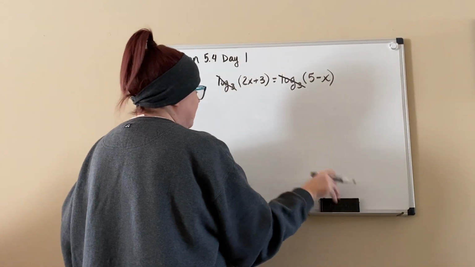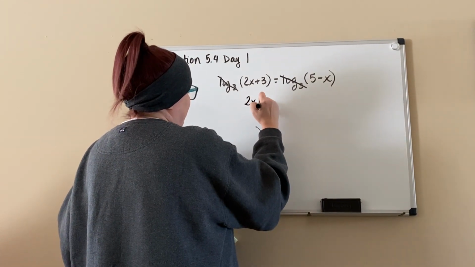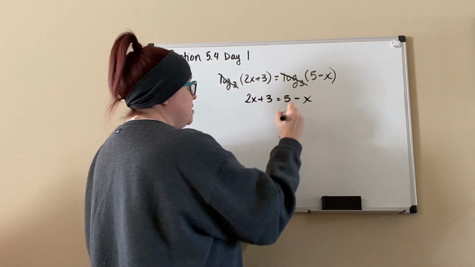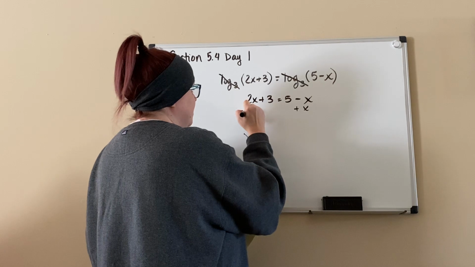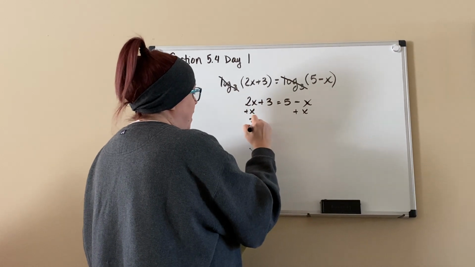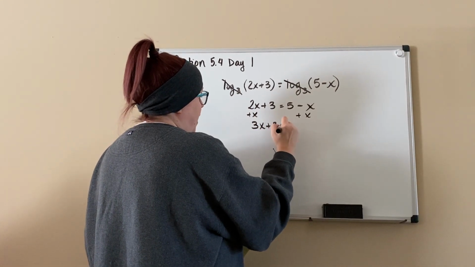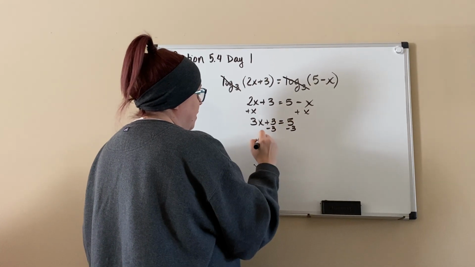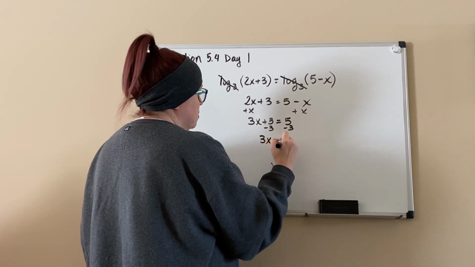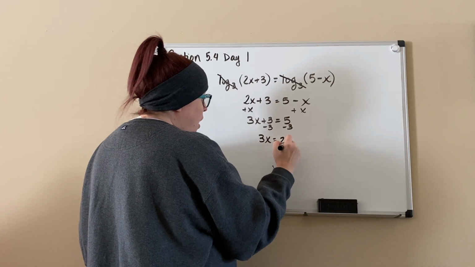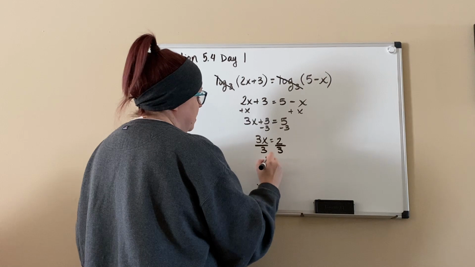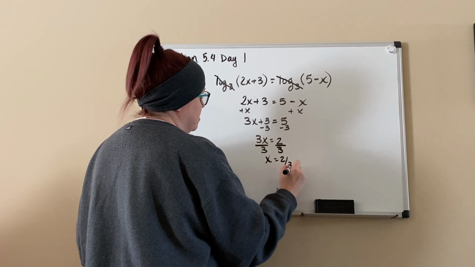Okay, so this one, we're just going to take 2x plus 3 equals 5 minus x and solve it. So we're going to add x. We'll get 3x plus 3 equals 5. Subtract 3. 3x equals 2. Divide by 3, and it is possible to get fractions.